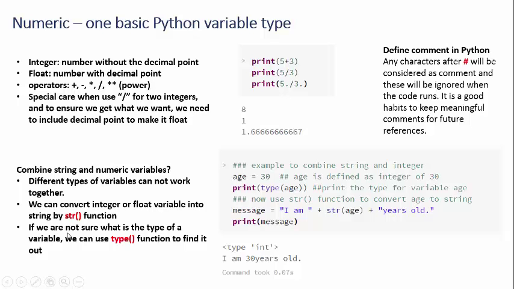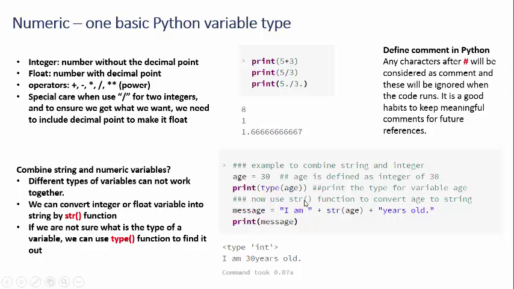If you are not sure what the type of a variable is, you can use the type function to find out. For example, in this particular case, we define age, a variable, to be equal to 30, which is a numeric. We can print out what is the type of age. It shows int, which is integer. It's one of the numeric variables.